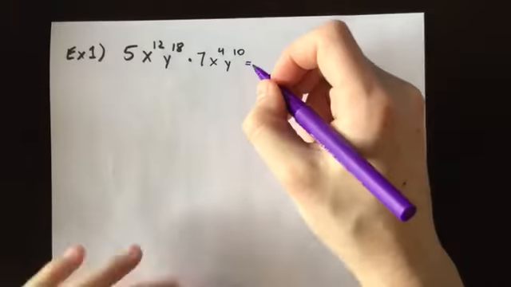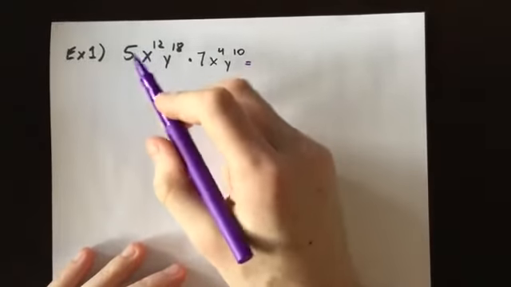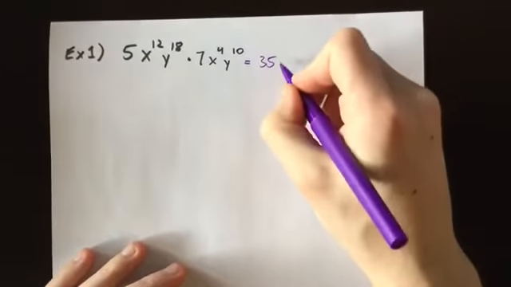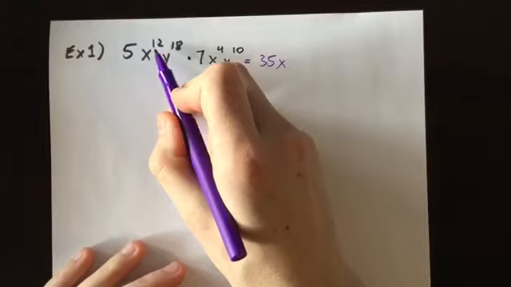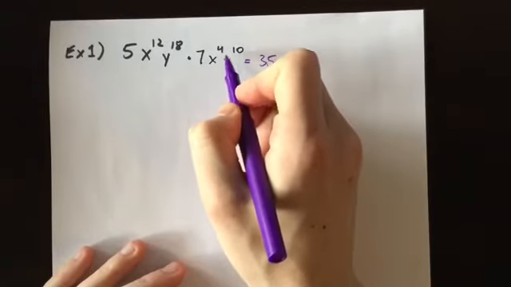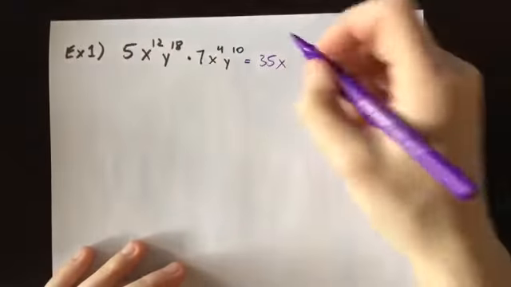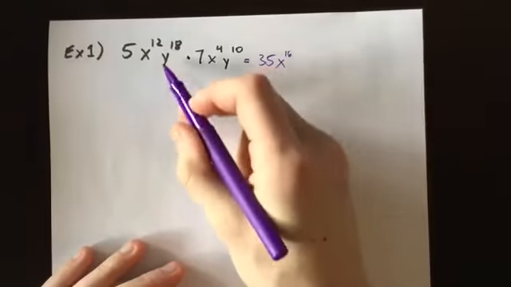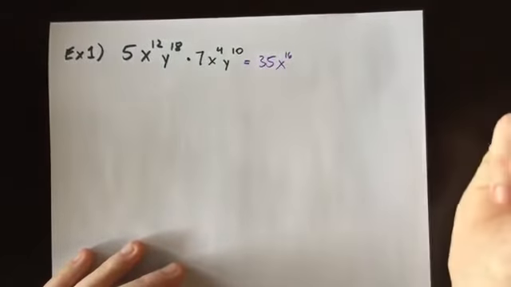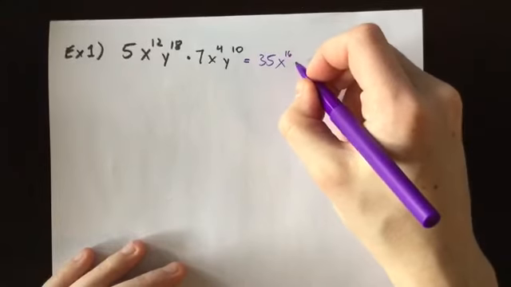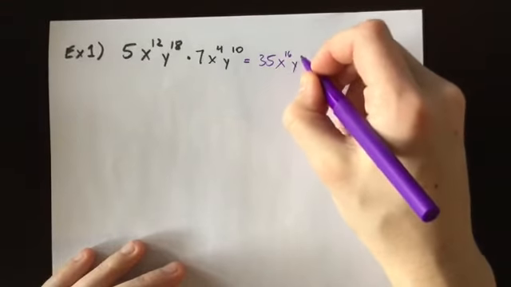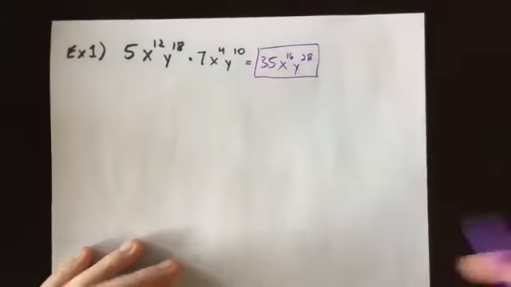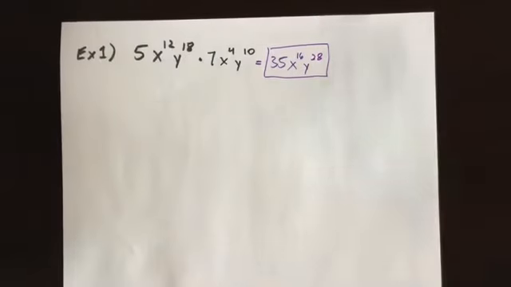So here we're going to use our rule, right? I see same bases. 5 times 7 is 35. Now I go to my x's. Well, if I have 12 x's, and I'm multiplying in another 4 x's, that's going to be 16 x's being multiplied together. So x to the 16th. Y to the 18th times y to the 10th. Well, I have 18 y's being multiplied, another 10 y's. That's going to be y to the 28th. And we can see that's a lot faster than expanding it and writing it all down.